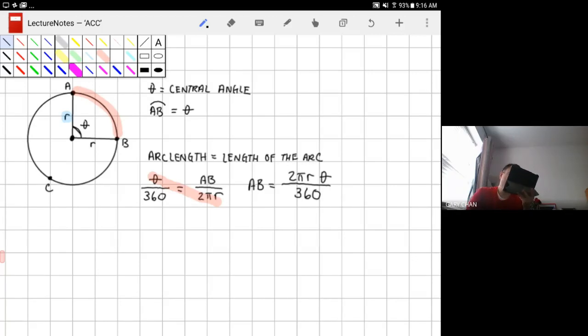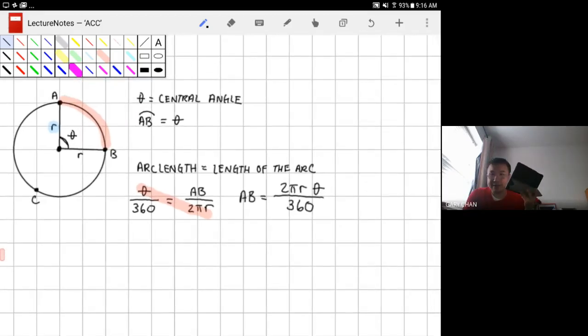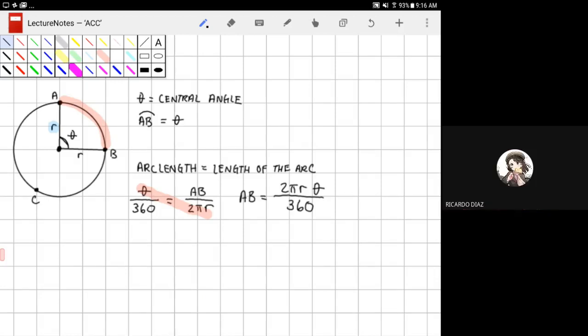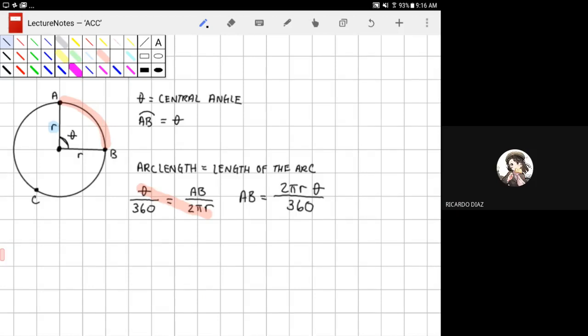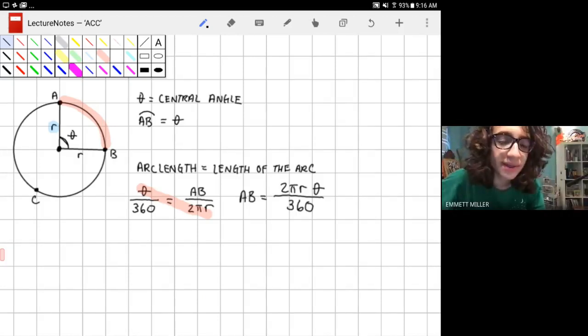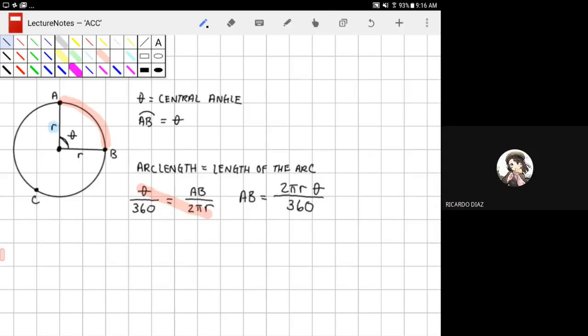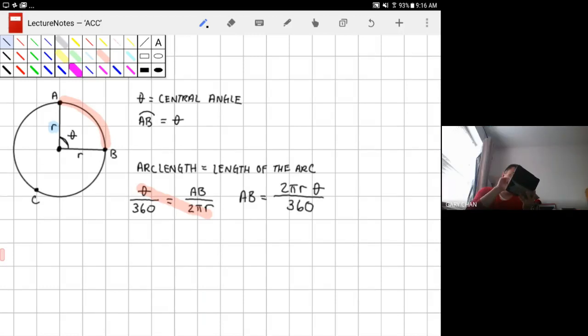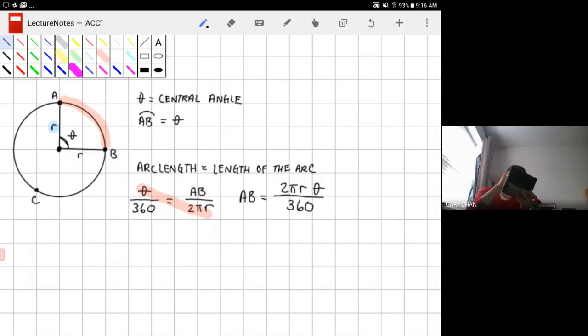And if I were to rearrange some of this, are there any common factors that I can possibly eliminate? Well, 360 isn't, and AB equals theta, so you can sub in theta for AB? No, not quite. Because right now, the length of AB, we're talking about arc length here. It's not going to be the same.